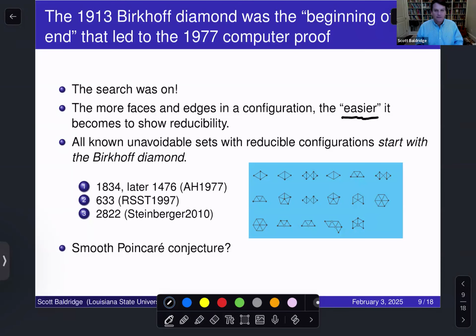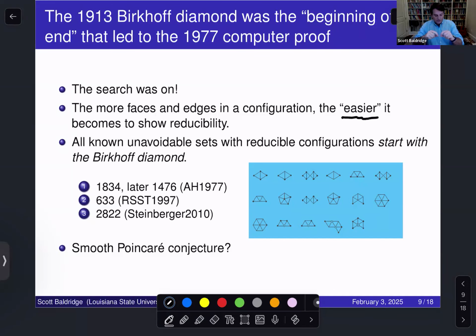One way to describe this is that Haken said that Heesch, who came up with the trick for building unavoidable sets, really beautiful idea, could recognize reducibility by just looking at a picture about 80% of the time. So that's what I mean. Once you get really into it, you start looking at it and you go, oh, that one's reducible. No, that one's not. And you can kind of get a feel for it. But the search was on.